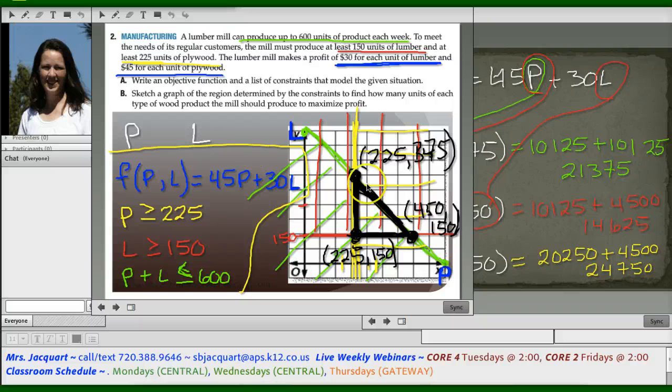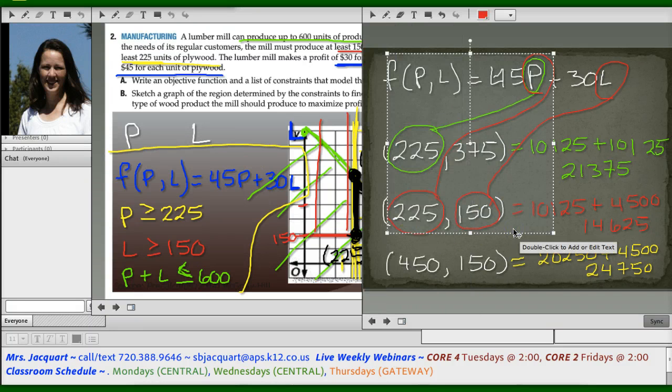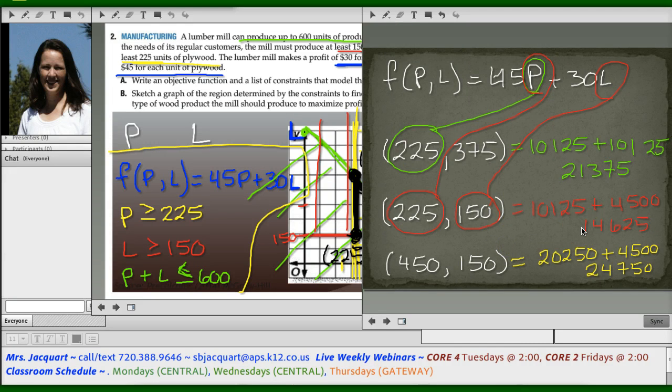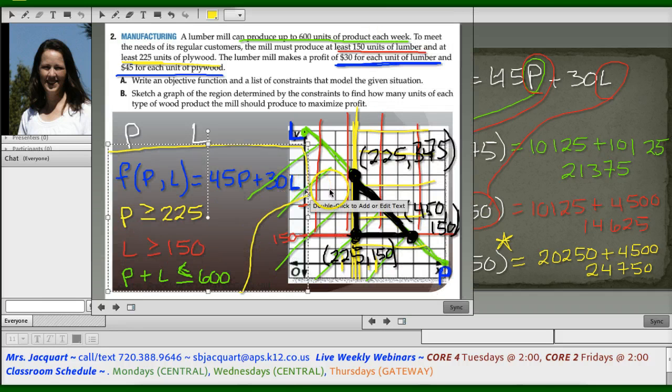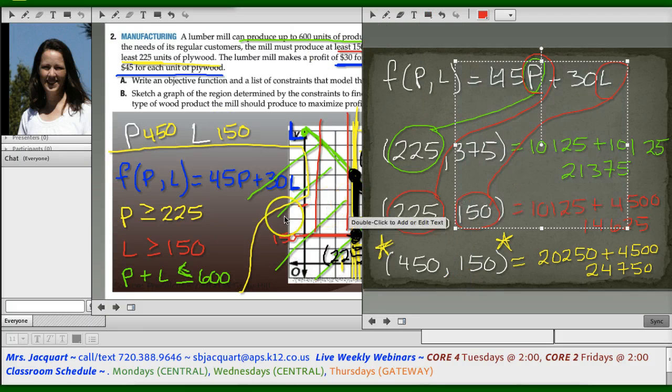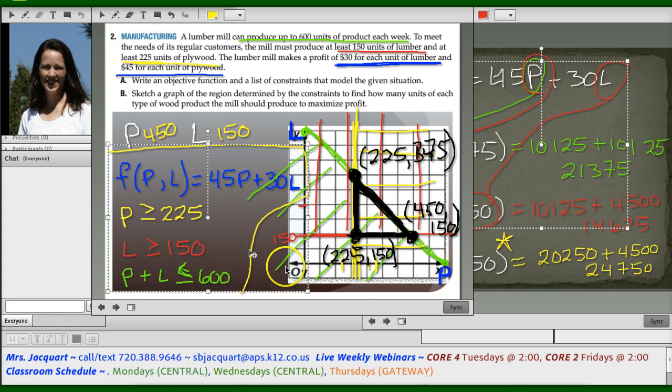So come back to our thing over here. What number was the biggest? The number that was the biggest was the 450 of plywood and 150 of lumber. So let's come back over here. So we should do 450 of plywood and 150 of lumber. Did I get that right? Lumber 150. Okay, I did.